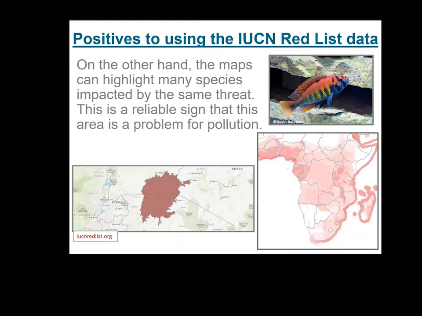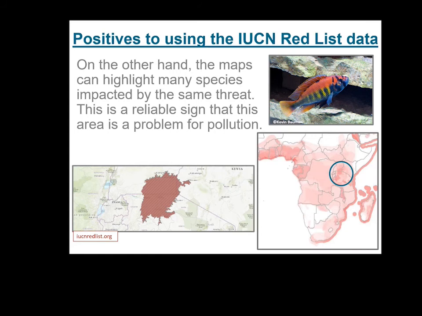On the other hand, the maps can highlight many species impacted by the same threat. This is a reliable sign that this area is a problem for pollution. For example, this is one of the hundreds of cichlid species which are endemic to Lake Victoria. An endemic species is one that can only be found in one region. Some of the cichlids are only known to live in specific parts of the lake.